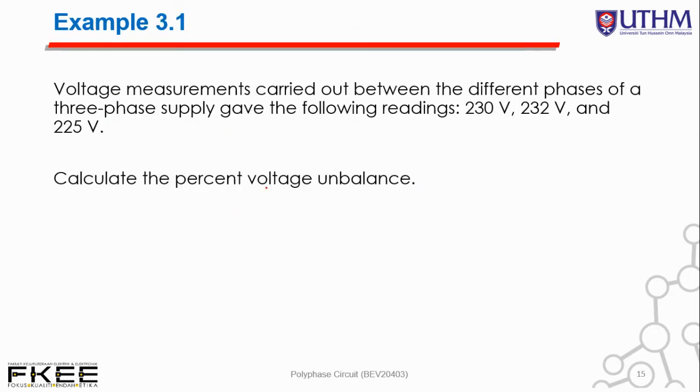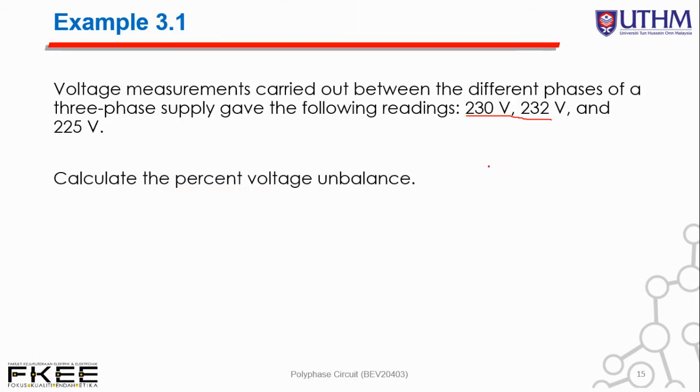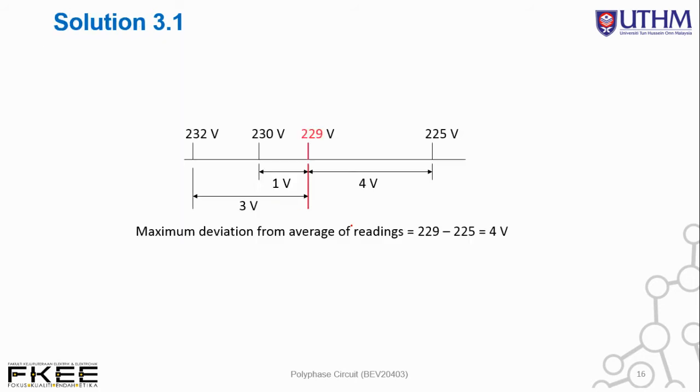Okay. So this is one good example of how we can calculate the percent voltage unbalance. So we have 3 readings over here. Just this is an example. If you go back to your method to measure the terminal voltage, you come up with these 3 values. But in this particular example, we have a single phase voltage: 230, 232, and 225 volt. So calculate the percent voltage unbalance.